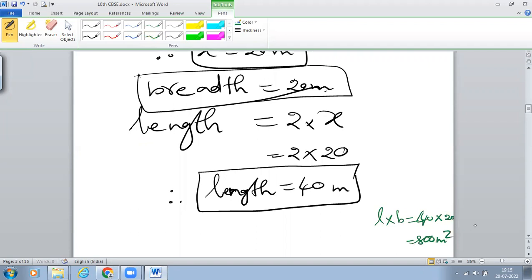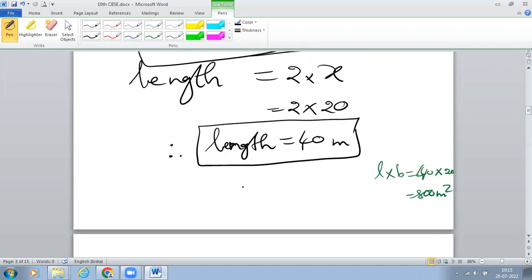What you have to conclude is, yes, it is possible to design a mango grove where the length is 40 meters, the breadth is 20 meters, and the area is 800 square meters. And one more thing, the length is 40, which is twice the breadth, because breadth is 20. So that is possible. After finding length is equal to 40 meters, please write the final step. Whatever I'm writing on the screen, you have to write.